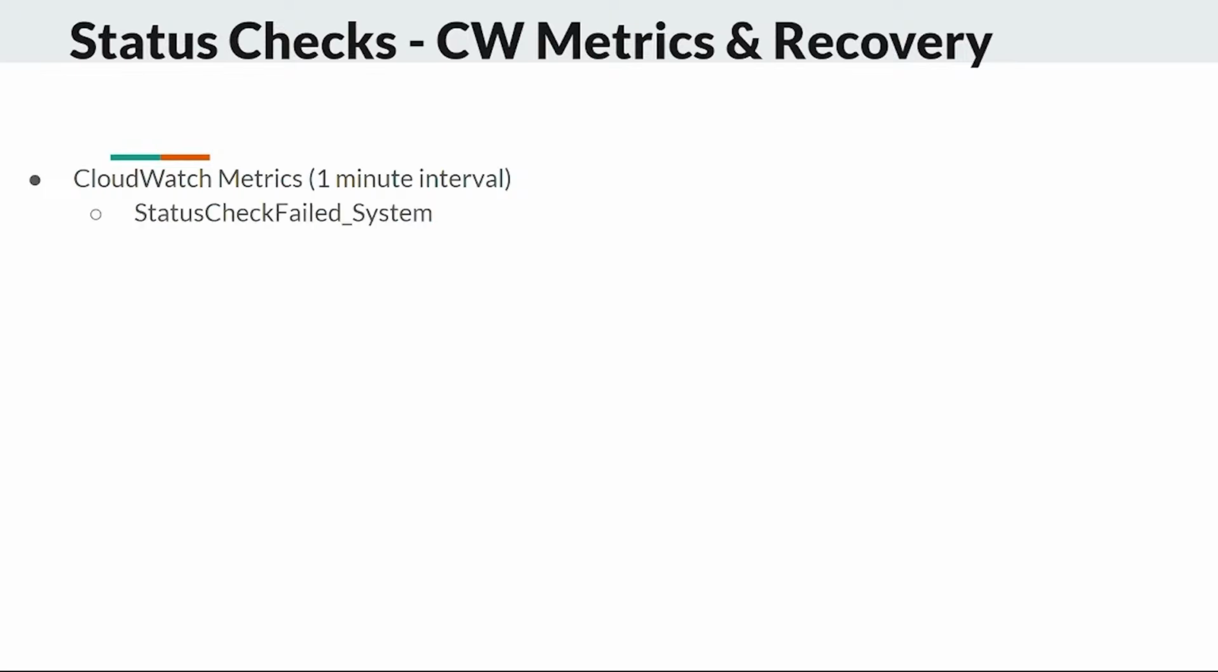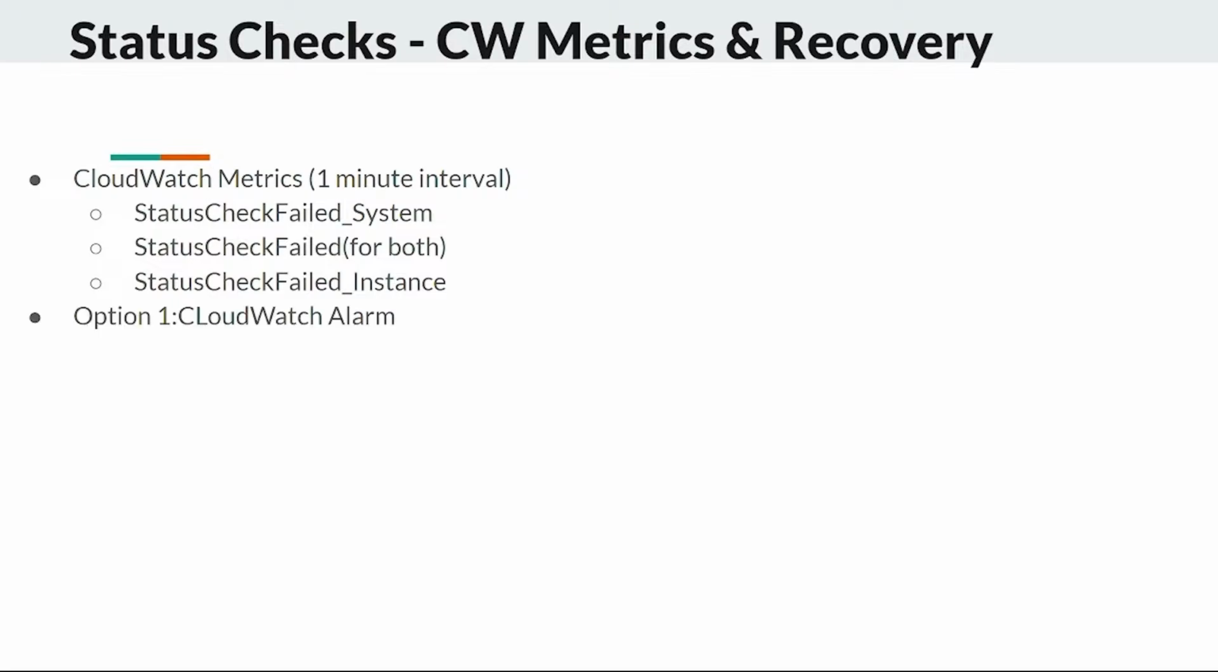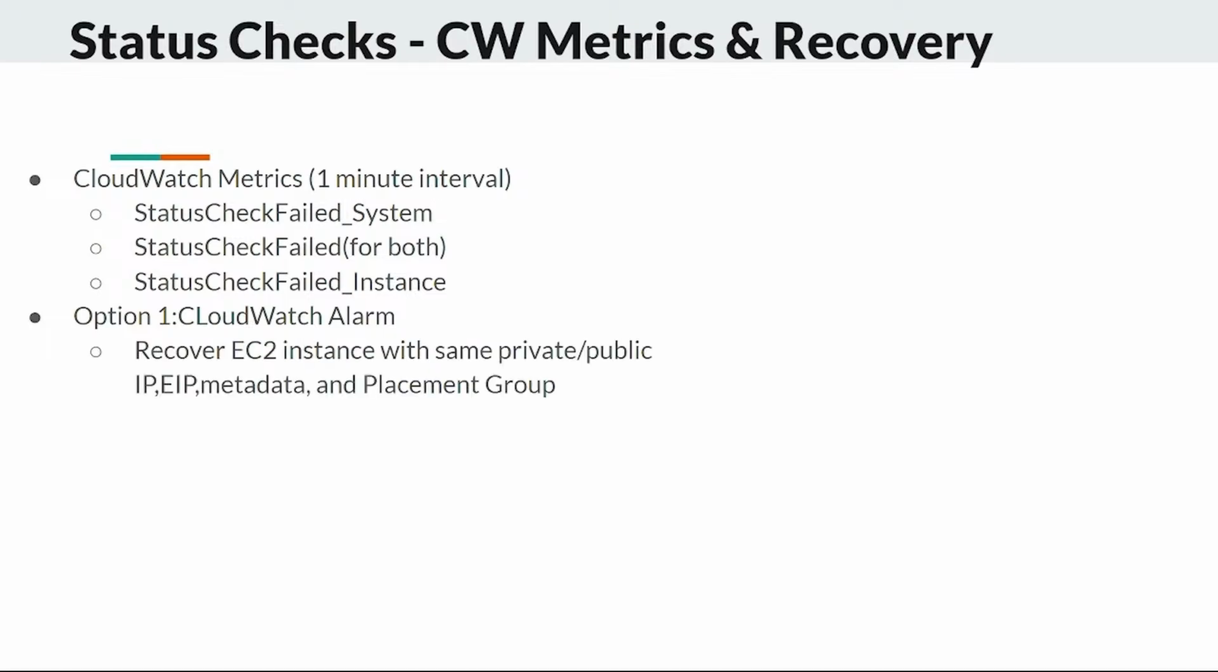Next is status checks, CloudWatch metrics and recovery. CloudWatch metrics status is updated at a 1 minute interval, and that covers status check failed system, status check failed instance, and status check failed for both system and instance. Next is option one, CloudWatch alarm. So what is this CloudWatch alarm? It recovers EC2 instances with the same public and private IP, EIP, that is elastic IP, and metadata and placement group. It just recovers your EC2 instance if some instances fail.